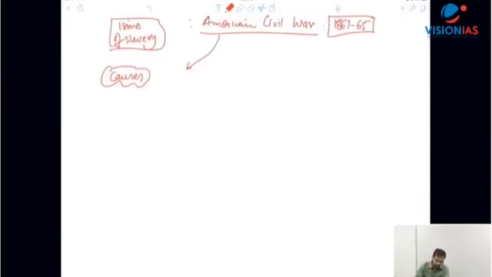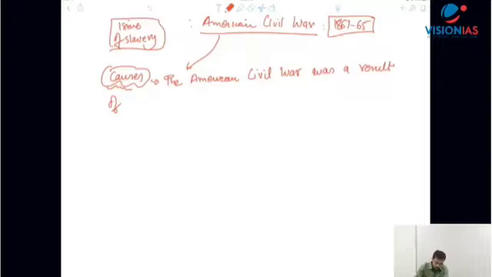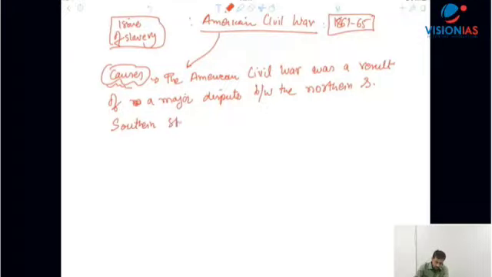Okay, let's write. In terms of the causes, the American Civil War was a result of a major dispute between the northern and southern states in the United States of America over two issues.